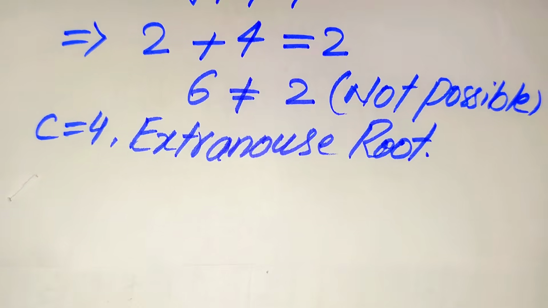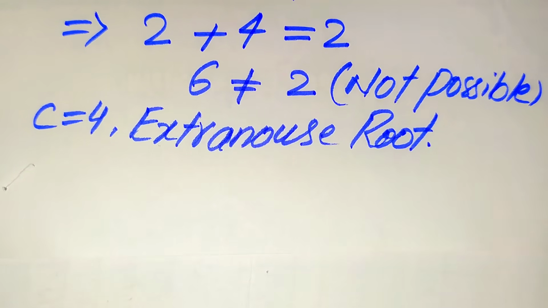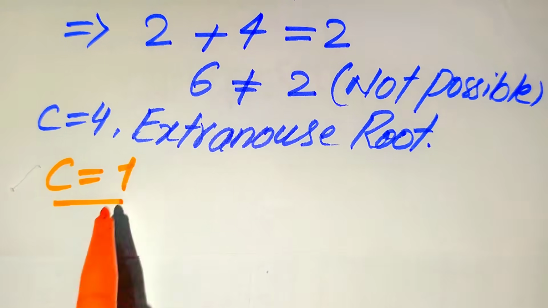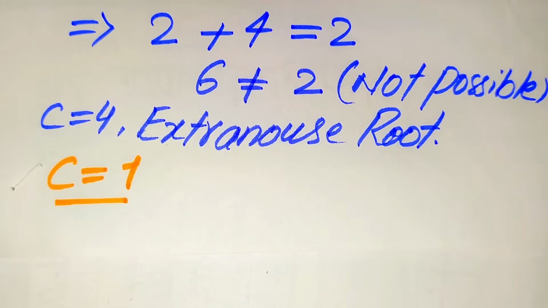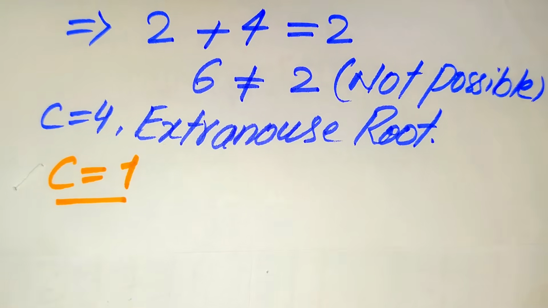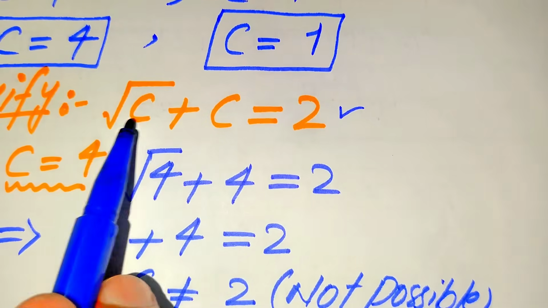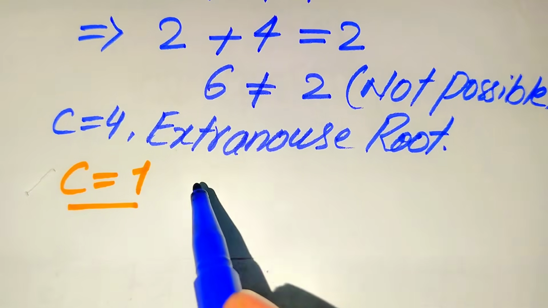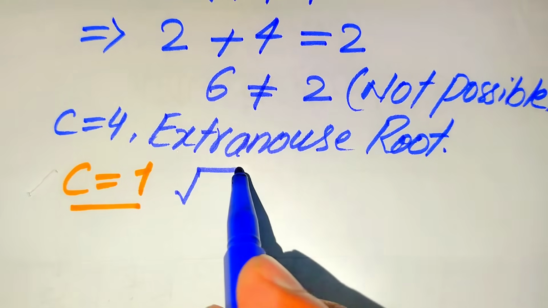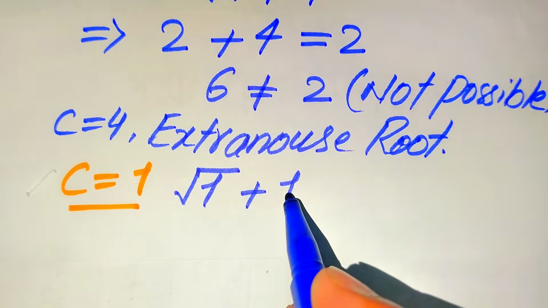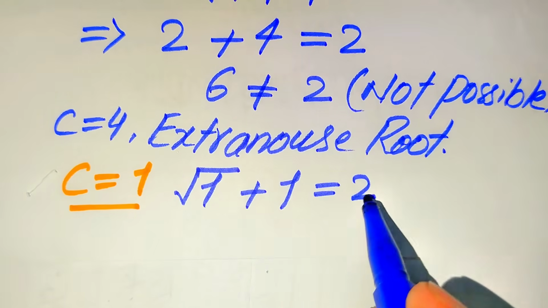And now in the same pattern, we need to verify our second root of the given equation, and our second root is c is equal to 1. And now we again substitute c is equal to 1 in the given equation, and we check its behavior. So when you put c equals 1 in the left hand side, it will be written as square root of 1 plus 1 is equal to 2.